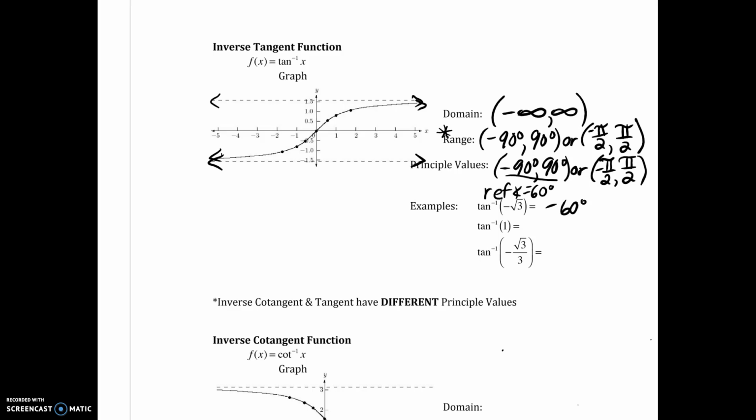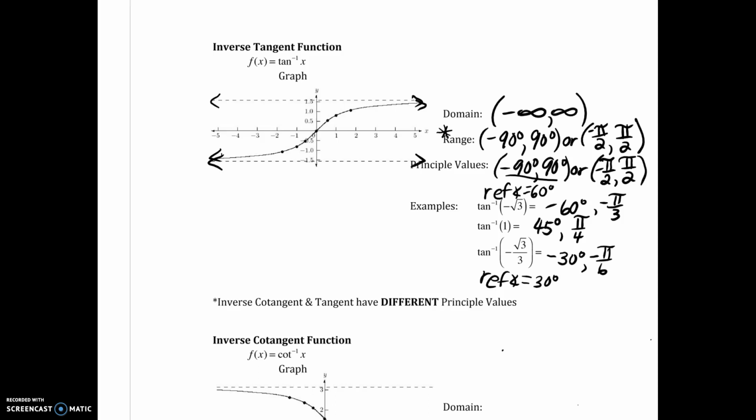I threw in an inverse tangent of 1 just so we remember that value is our 45 degrees. Should probably put radians in with this also, or pi over 4. And then this is 60, negative 60, or negative pi over 3. Now, if it doesn't specify radians or degrees, you can really do either for this type of question. And then again, inverse tangent of root 3 over 3, your reference angle for that would be 30 degrees. But again, it's negative, so it will be negative 30 or negative pi over 6.